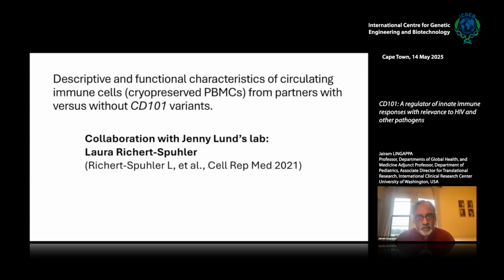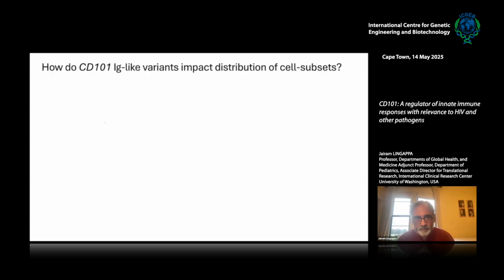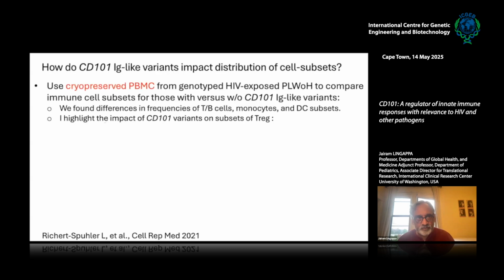And we were able to look at partners with versus without CD101 variants from the fact that we had genotyped a variety of individuals and had their cryopreserved samples that we could now look back at based on their genotype. So, how do CD101 Ig-like variants impact the distribution of cell subsets was our first question. And we used cryopreserved PBMCs from HIV exposed people living without HIV to compare immune cell subsets for those with versus without variants in the Ig-like domains.